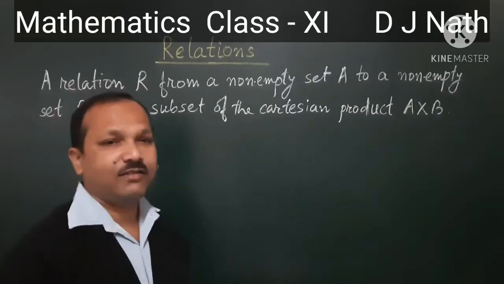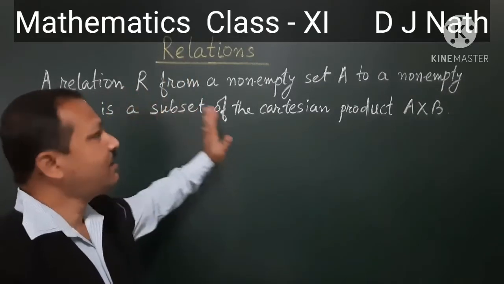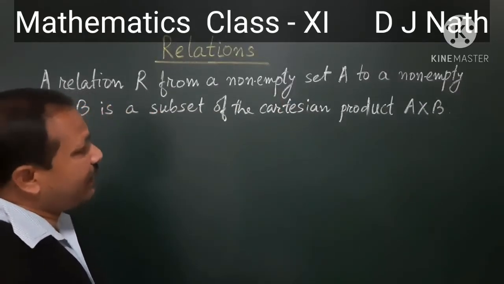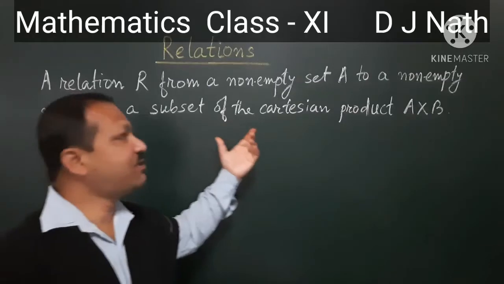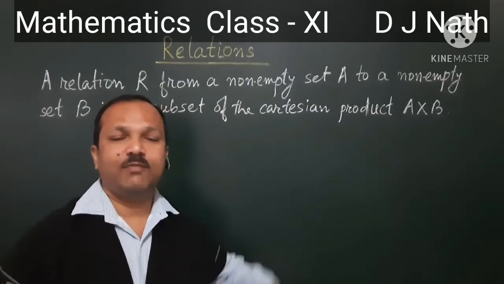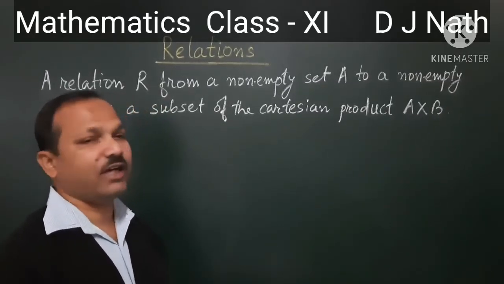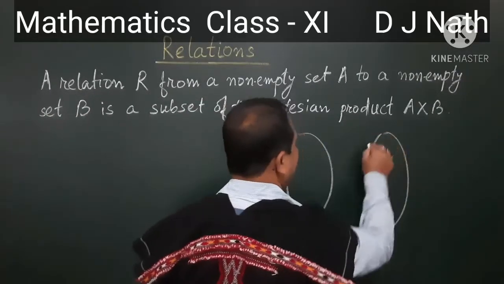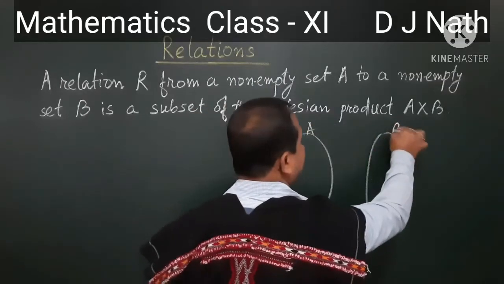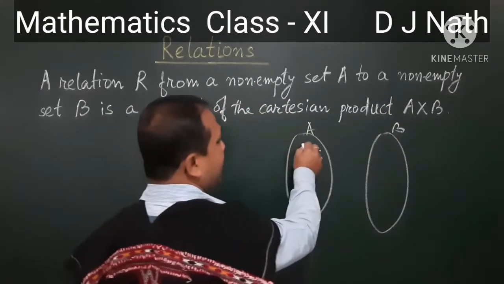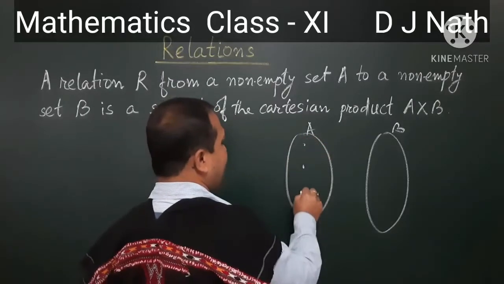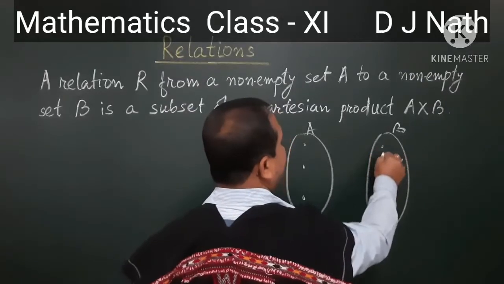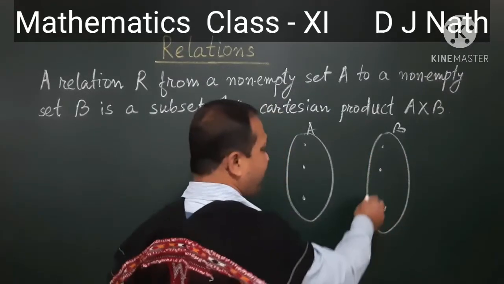A relation, we denote the relation by R, from a non-empty set A to another non-empty set B, is a subset of the Cartesian product. We have seen in the previous video what is Cartesian product. If there are two sets, set A and set B, what is Cartesian product? Every element of set A will be relating with the elements of set B.